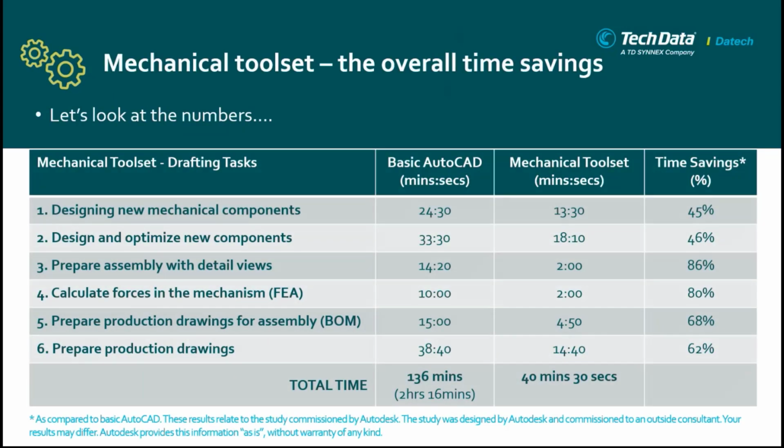So overall, by using the mechanical toolset, and this is a smaller comparison with a common drafting tool, AutoCAD mechanical toolset saves your time by more than 50%, right? So a common project that involved creating new components or optimizing new components, preparing the assembly detailing, calculations in forces and mechanisms, preparing the production drawings, preparing the product drawings or bill of materials, involved around 2.5 hours for a common drafting manual process. But in AutoCAD mechanical toolset, it just took 40 minutes for completing the entire set of designing.